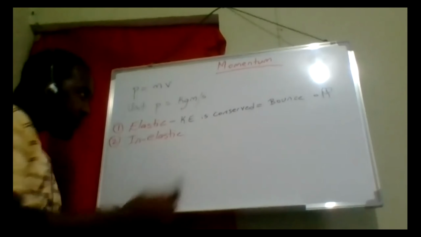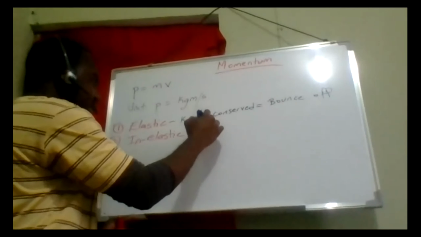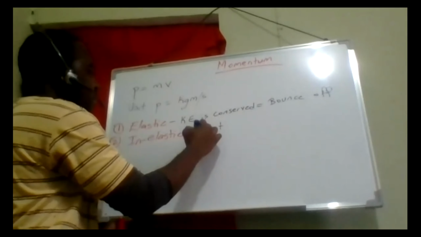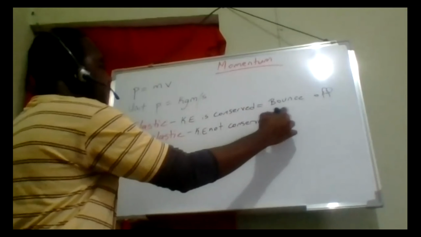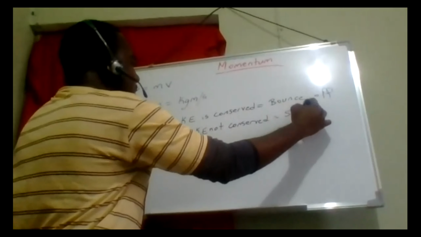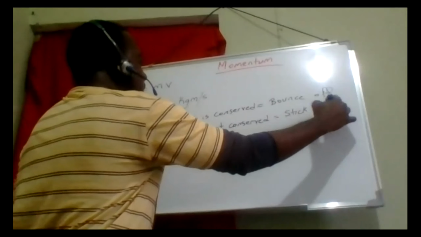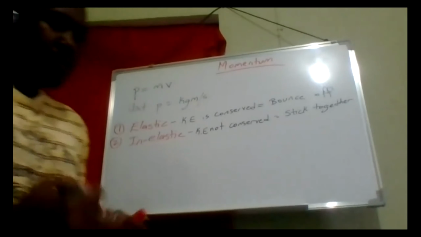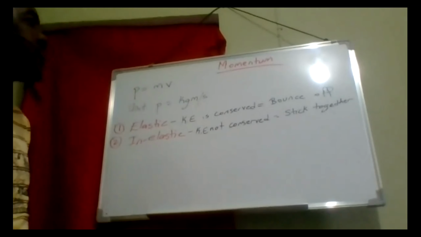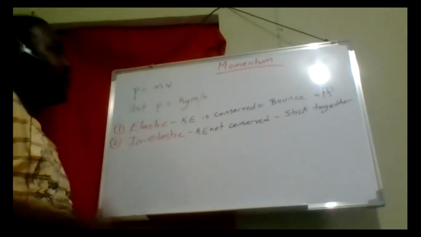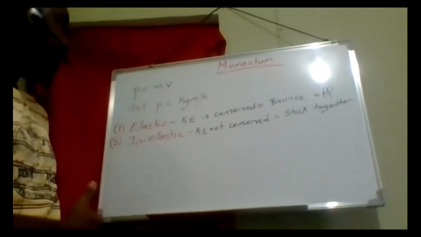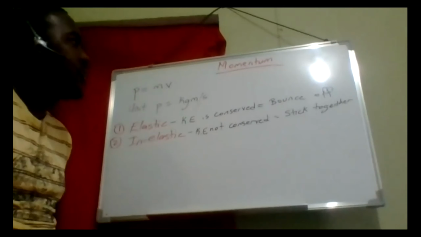Right? So in that case, inelastic would mean that the kinetic energy is not conserved. And in this case, they will stick together. So when the objects hit, they will go ahead and stick together. Right? So it's important to know how you can differentiate the elastic and the inelastic collisions.